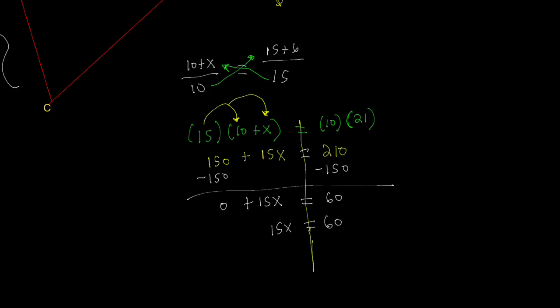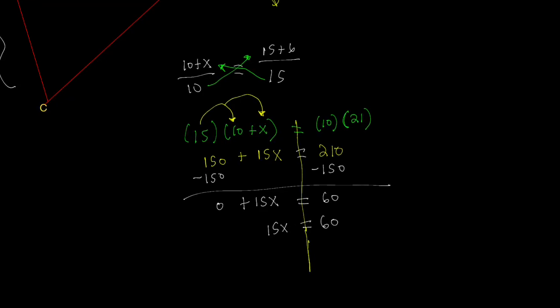The inverse operation of multiplication is division. So we divide by 15 on the left, divide by 15 on the right. 15 over 15, that's 1. So we get 1x equal to 4. 60 divided by 15 is 4. So we get 1 times x, which is x, and then equals 4. And there you have it.